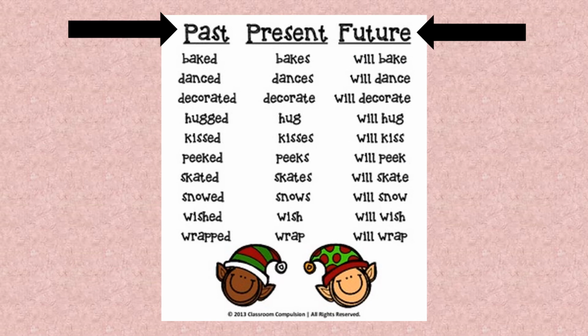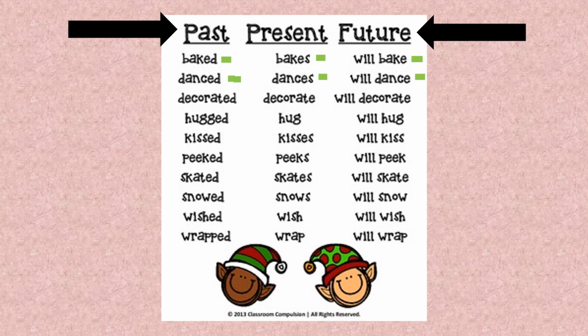Okay, so boys and girls, these are just some words that you can look at to see how it changes from past to present to future. Okay, so let's look at the first one, baked. Past tense, I baked a cake. Present tense, you can say she bakes a cake now. Future, will bake. Look at the next one. Danced. Dances, will dance.